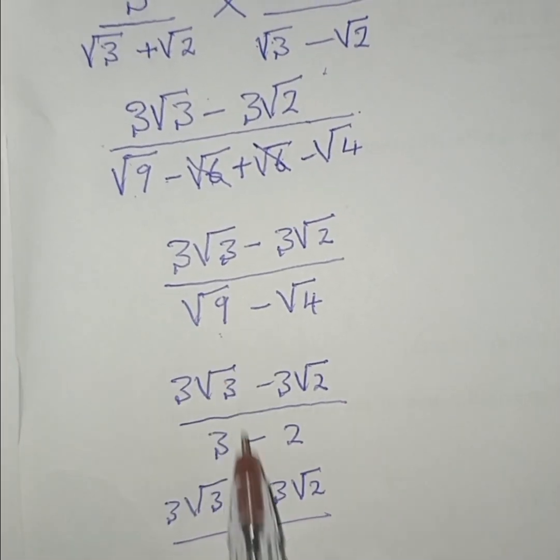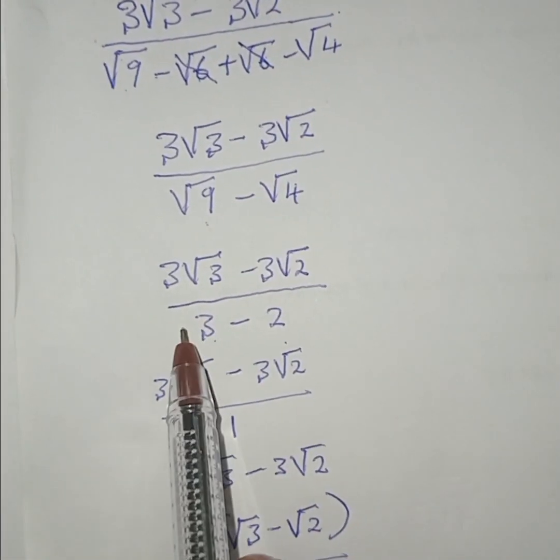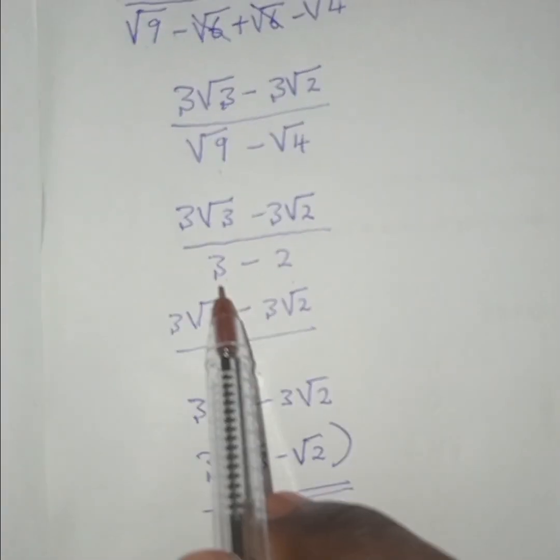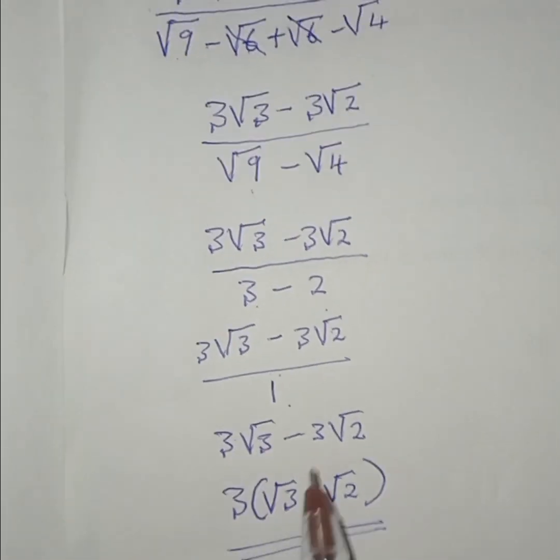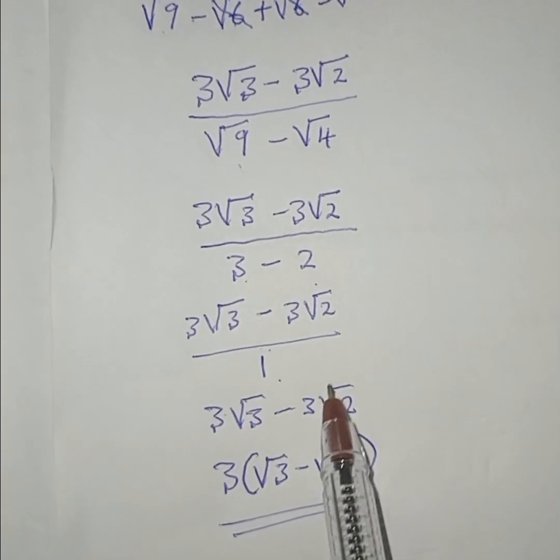Square root of 9 will give us 3. Square root of 4 will give us 2. The numerator remains the same. 3 minus 2 will give you 1. Anything divided by 1 is still the same thing. So the answer becomes 3 square root of 3 minus 3 square root of 2.